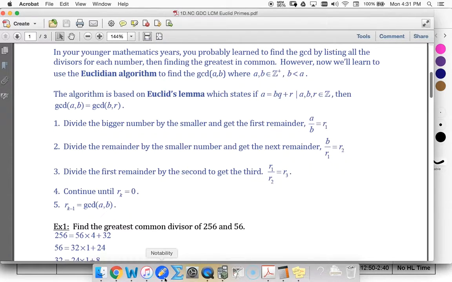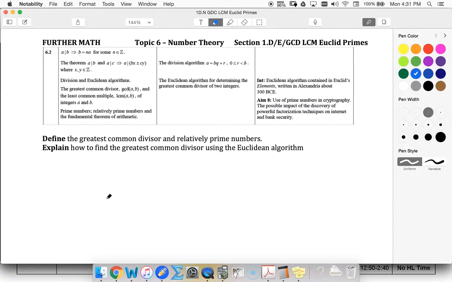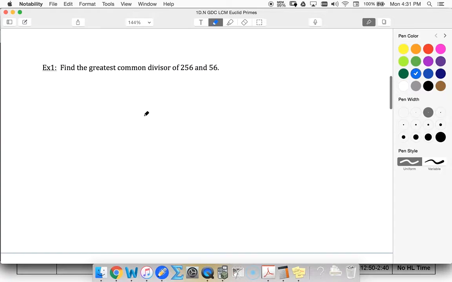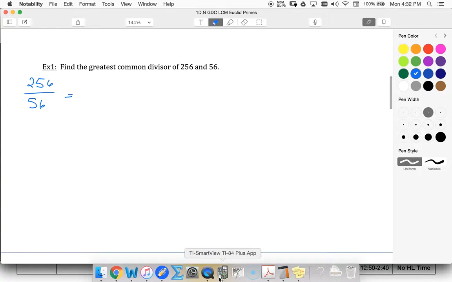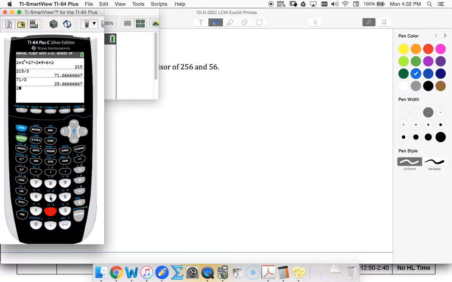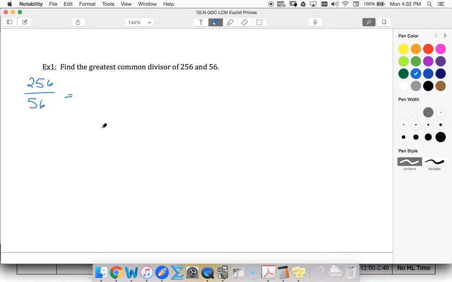So let's look at this over here. So I want to find the GCD of 256 and 56. So I do 256 divided by 56. That's going to give me some number plus some remainder. So let's see, 256 divided by 56. I get 4. So 256 minus 56 times 4 gives me my remainder of 32.